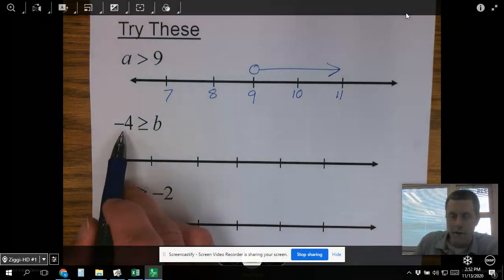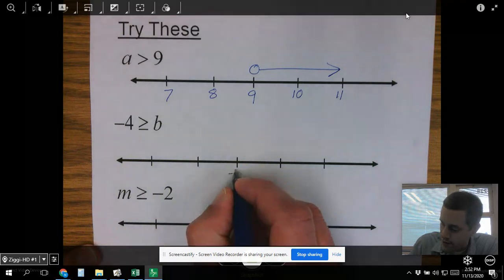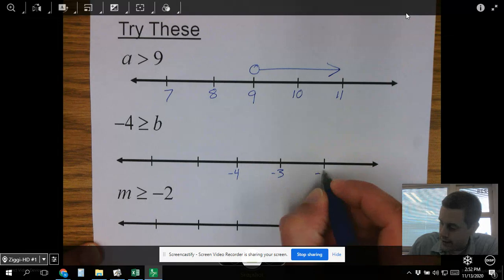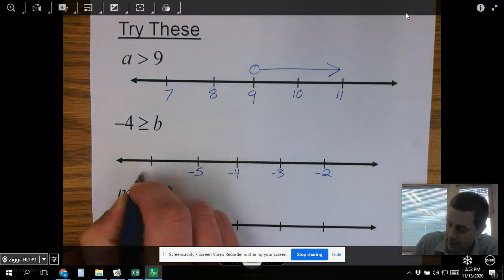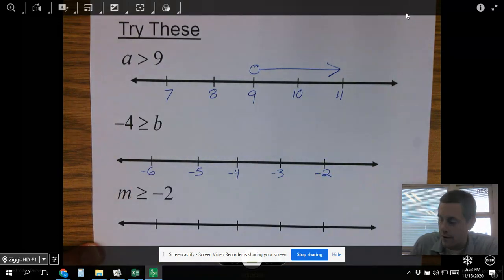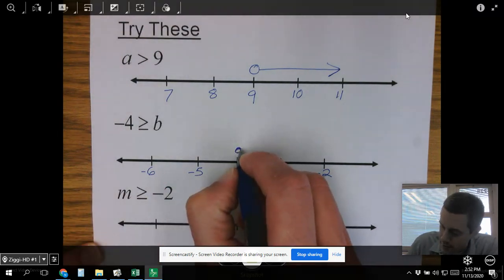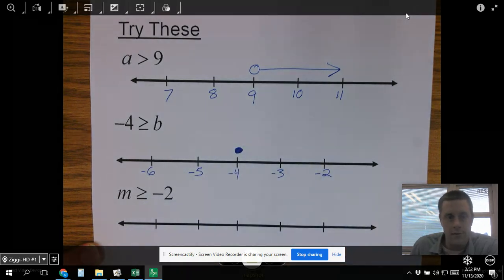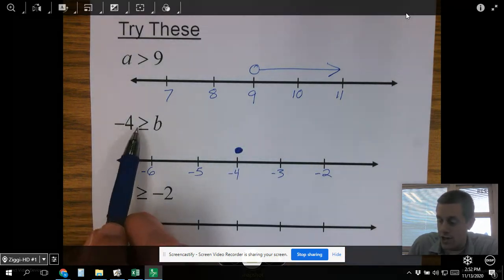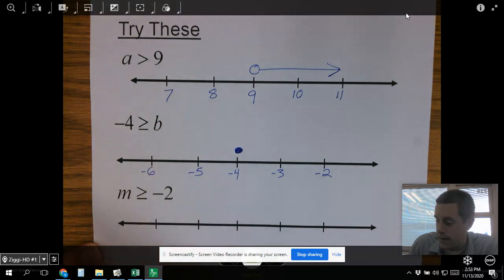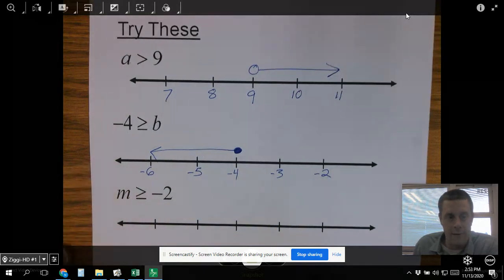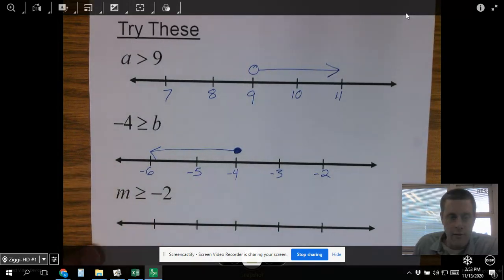Number 2, -4 is greater than or equal to b, so -4 is the starting point or the center point of my number line. Gives me -3 and -2 to the right, -5 and -6 to the left of -4. This one is equal to, so I am including -4 in my solution set. Make sure you use a solid circle, a closed circle as our starting point. Now, -4 needs to be greater than any value of b, and to make that true, we are looking at values to the left.